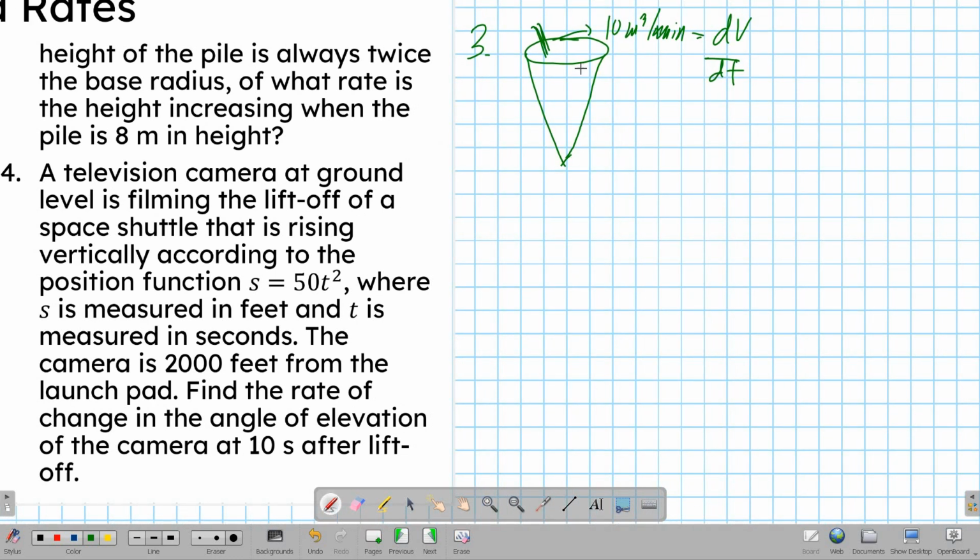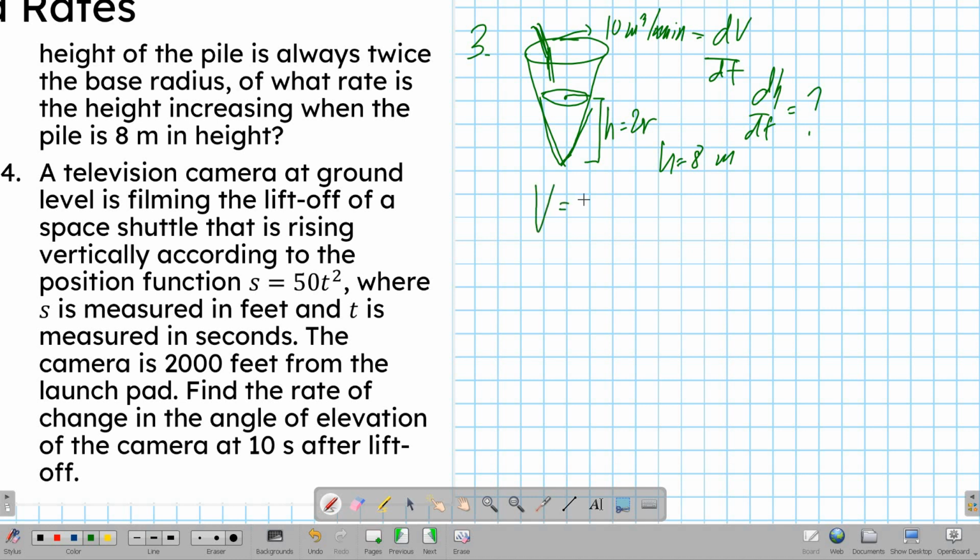Now, the height of the pile of the sand, for example, your sand is like this. So the height, for example, this is where your sand is already. The height of the pile of the sand is always twice the radius. What is now the rate of the height? What rate is the height increasing? So it's dh over dt when the pile is 8 meters high. So let's look for the volume of our cone.